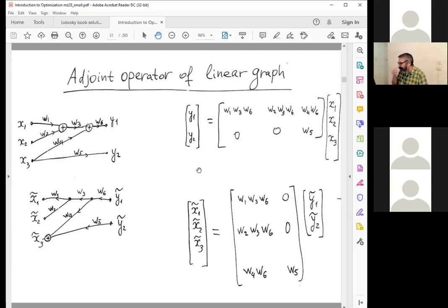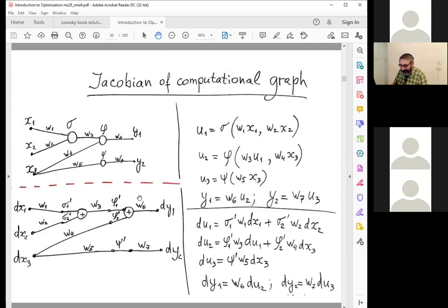So what is your question? My question is: for any linear graph, and multiplication by Jacobian is a linear graph. But what we are given in this question is the graph, like the upper graph here. We need to derive from it the graph down below, and this will give you multiplication by Jacobian, but the same graph will allow you to multiply also by adjoint Jacobian. You just propagate in the opposite direction.